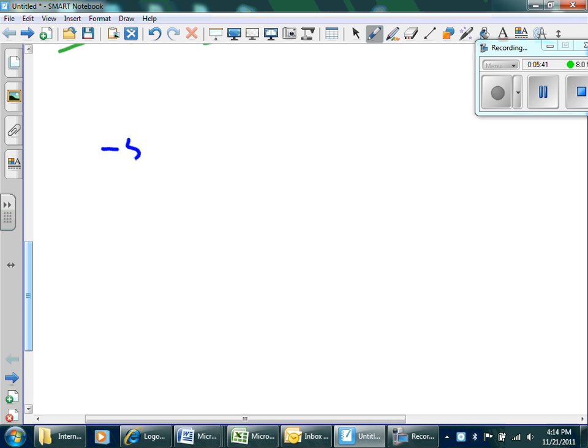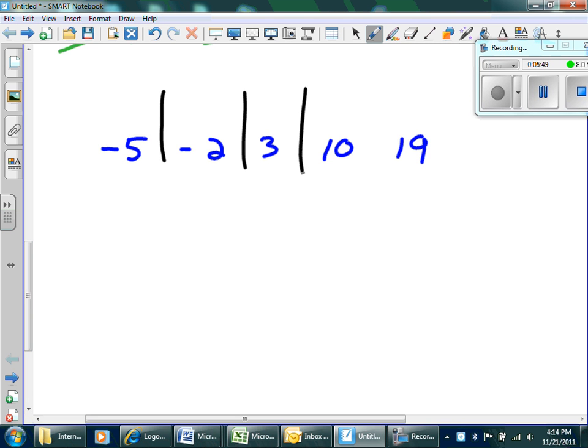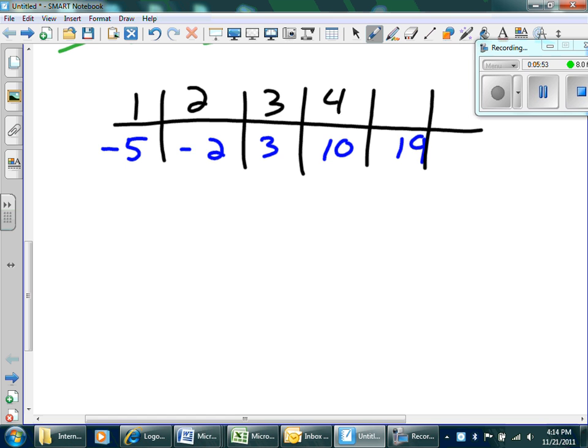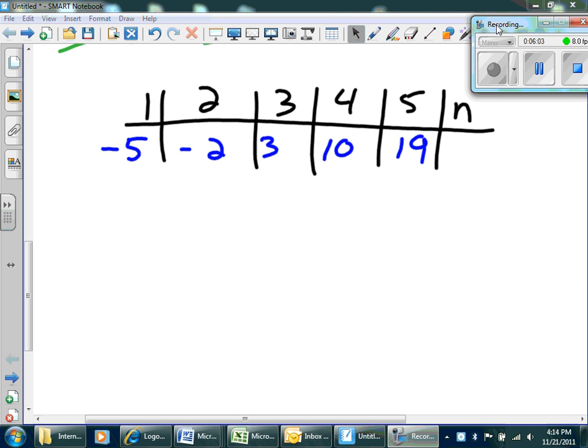Pattern number 3: negative 5, negative 2, 3, 10, 19. Now this one's just a wee bit different. It's different because, there we go. I'm going to do my first differences just like I did in all of them. Looks like I'm going to add 3. Oh no, now I'm going to add 5.